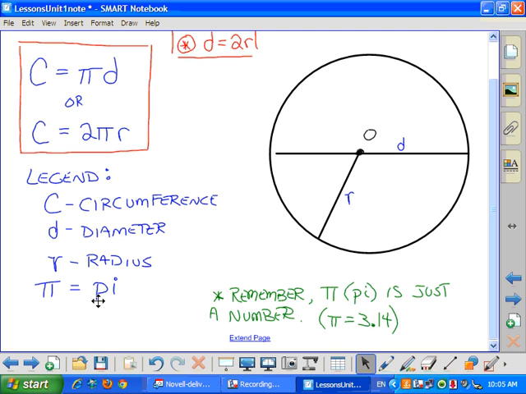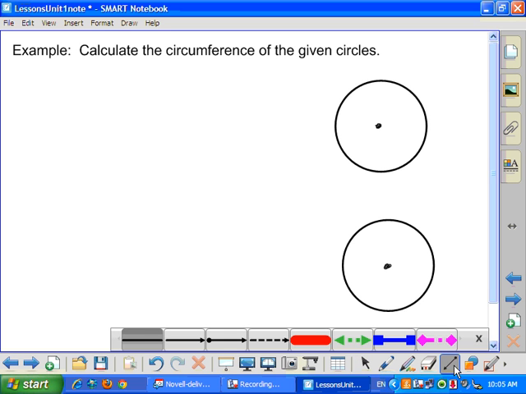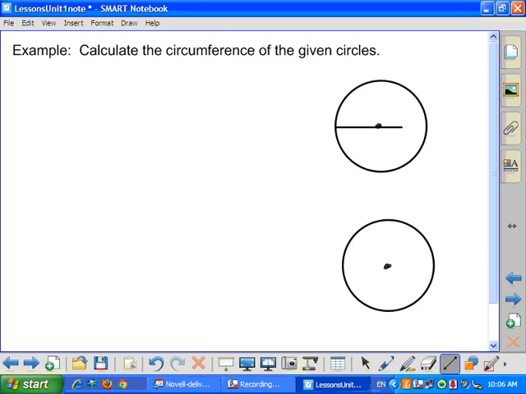By the end of getting through and doing all the work here, you're going to remember that pi is 3.14 because it comes up over and over and over again when we're dealing with the circle. All right, so calculate the circumference of the given circles. I'm going to do one where I have a radius and one where I have a diameter. I'm going to show you the calculations, and then you can try this on your own once we've had a chance to sit down and chat about it.